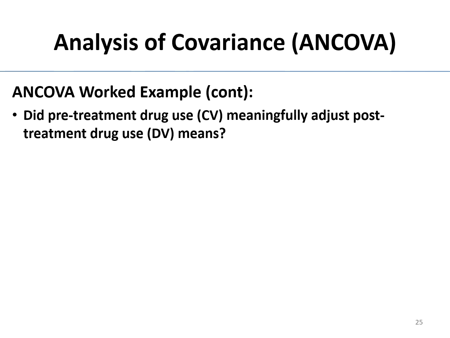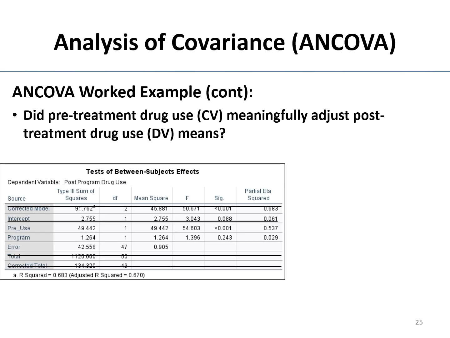So let's get to the interesting parts. That was our Levene's. Now let's answer the question: we adjusted for pre-treatment or baseline drug use. Did that adjustment meaningfully change the dependent variable means? That is, did the covariate meaningfully adjust the dependent variable? If we adjust for baseline, does it meaningfully adjust the means for subsequent usage?